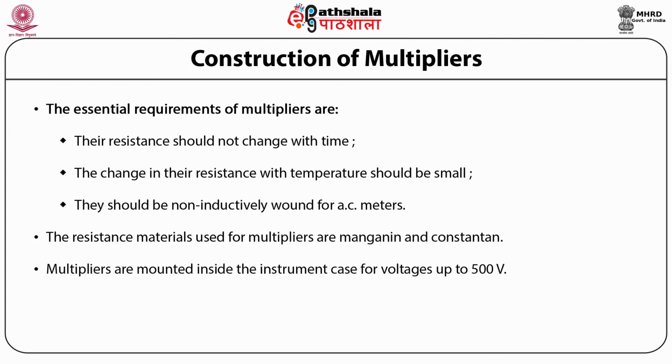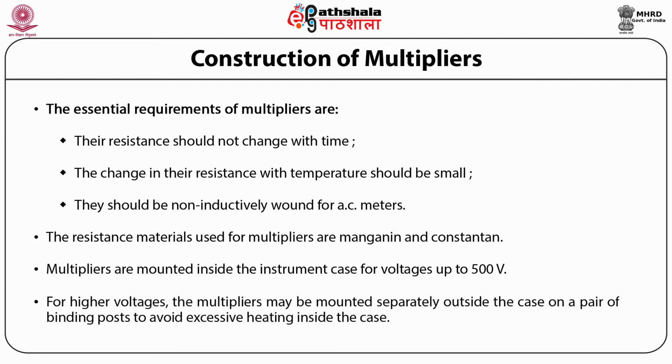Multipliers are mounted inside the instrument case for voltages up to 500 volt. For higher voltages, the multipliers may be mounted separately outside the case on a pair of binding posts to avoid excessive heating inside the case.